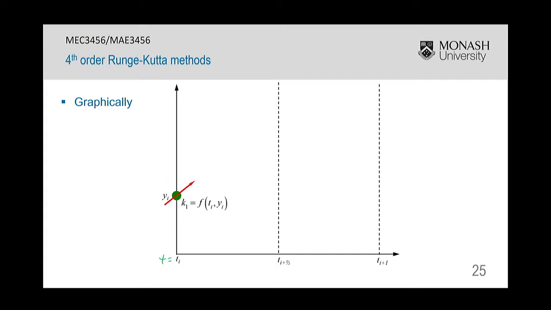We make an estimate of the slope. That's k1, which is equal to f of t_i, y_i. We then take a half step, so we go to t_i plus half. This sounds like the midpoint method so far. We get to this midpoint and make an estimate of the slope there. That's f of t_i plus h on 2, y_i plus h on 2 times k1. So we've got the slope there.